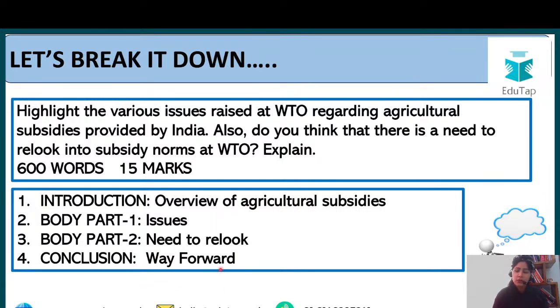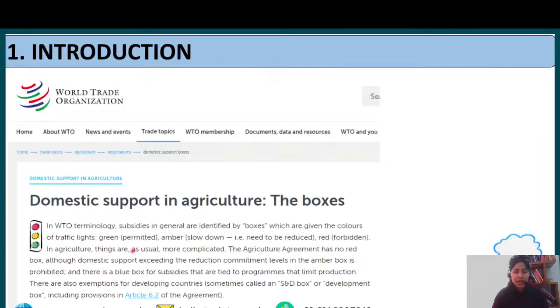And finally, in the conclusion, we'll give a way forward where we'll conclude all the parts of the answer, and we'll provide solutions if any. So coming to the introduction part, I have some screenshots for you. This is from the World Trade Organization. So, subsidies or agricultural subsidies under the World Trade Organization.